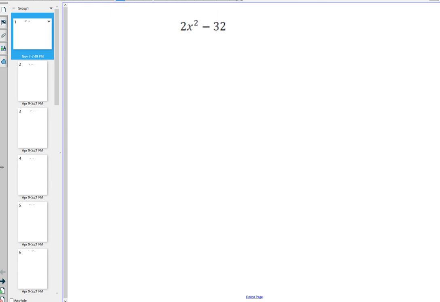Okay, this was the first one that was missed the most. Two terms. There is a GCF here of 2. That leaves you x squared minus 16, which by now we should know is a difference of squares.